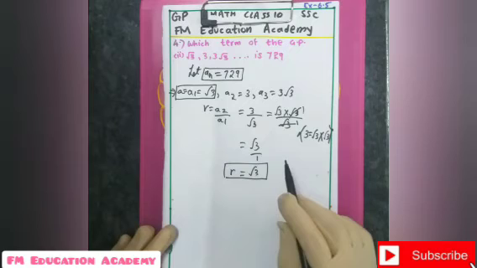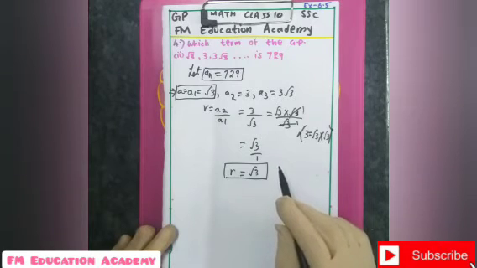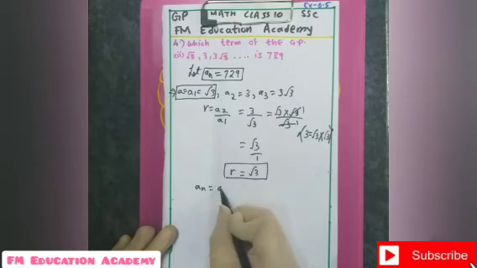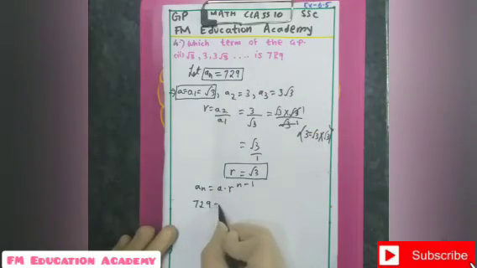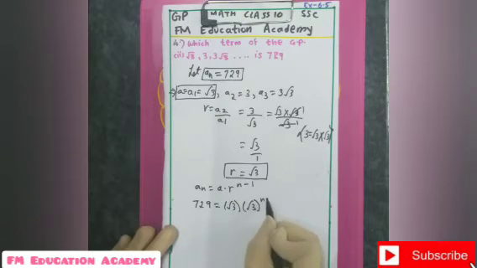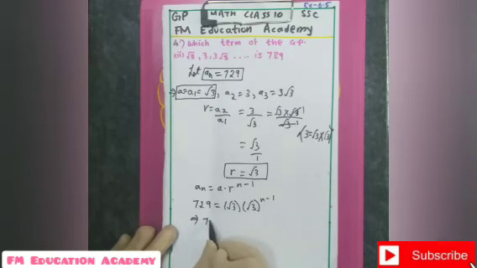What is the formula of AN? AN is equal to A into R power n minus 1. So, AN is equal to A into R power n minus 1. AN is 729, substitute, is equal to A is root 3, into R is root 3 power n minus 1. Now, 729 will keep as it is only. Root 3 can be written as root 3 power 1.